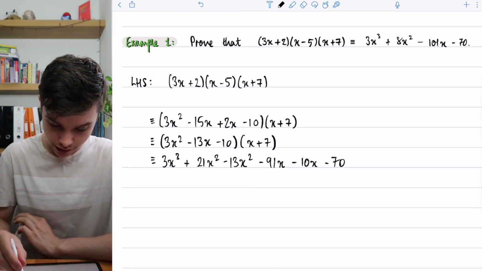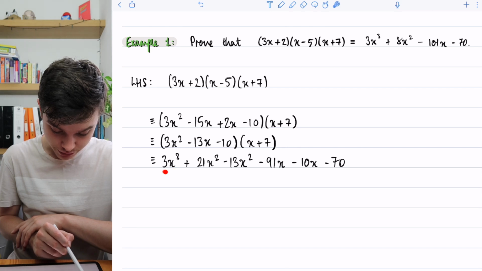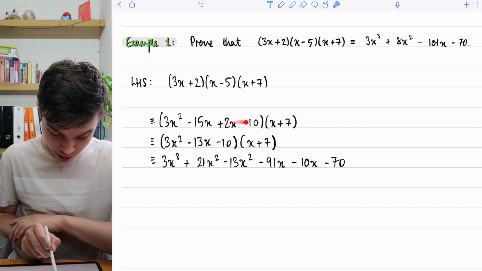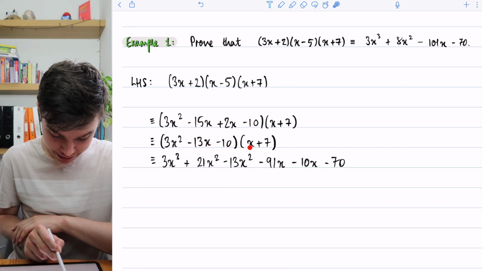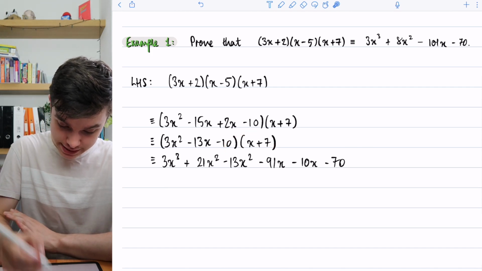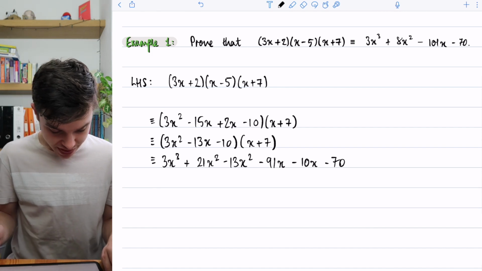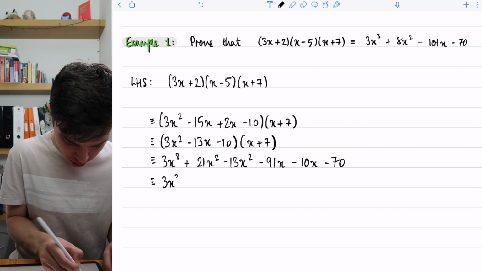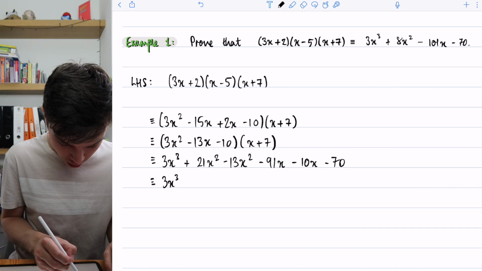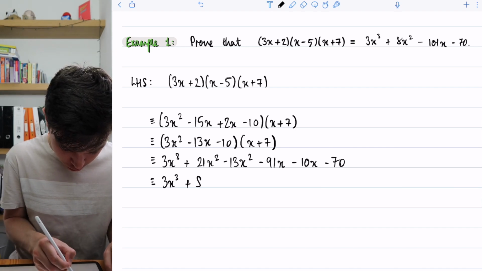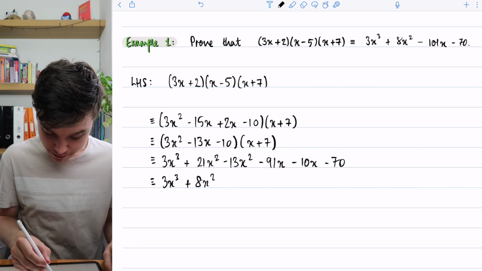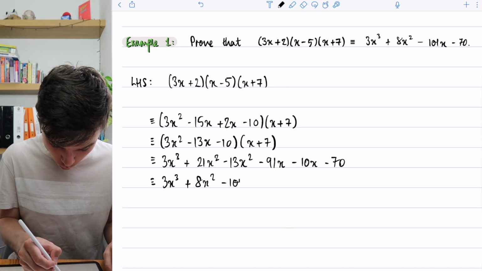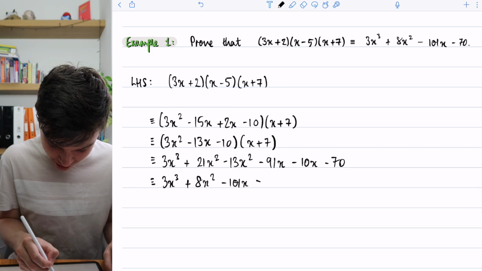Okay, let's double check that we've done that correctly. So we have the 3x squared with the x, gives me the 3x cubed. Plus 21x squared minus 13x squared minus 91x minus 10x plus minus 70. That's perfect, okay. And then we want to just collect like terms. So there's only one cube there, and it's 3x cubed. The 21x squared we're going to take off 13 to give me plus 8x squared. And then minus 91 minus 10 is going to give me minus 101. Perfect, and that's an x, and then minus 70.